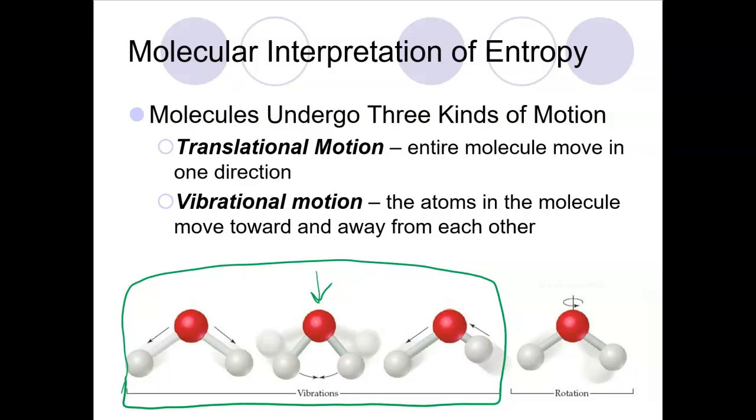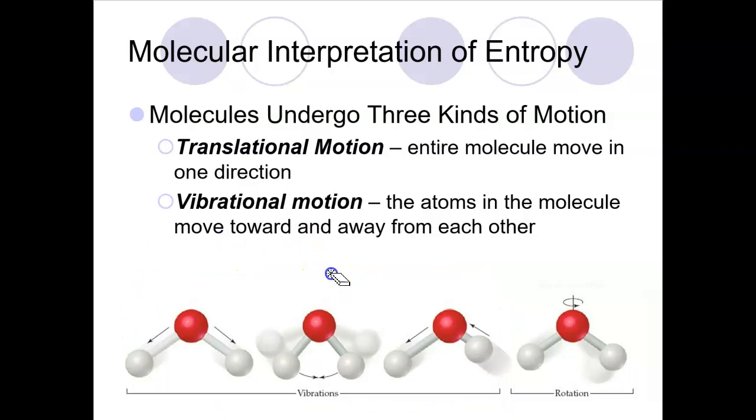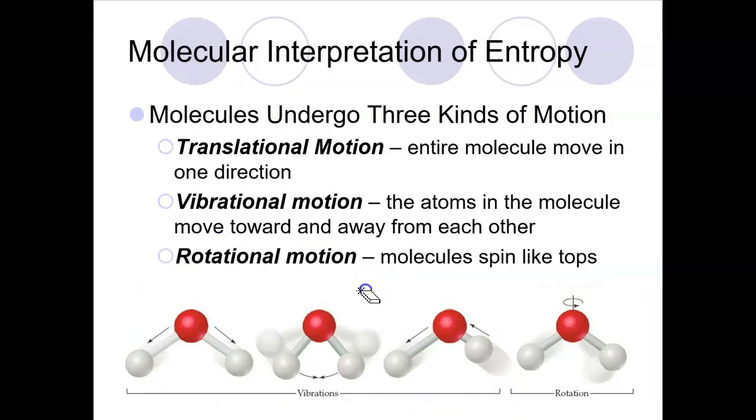Okay. So that's vibrational motion. Oh, I'm going to have to erase this. There. And then our third type of motion is rotational motion. And you'll never guess this. It's when they rotate. So it rotates along the x-axis or the y-axis or the z-axis. It spins. So these are the three types of motion that a molecule undergoes.